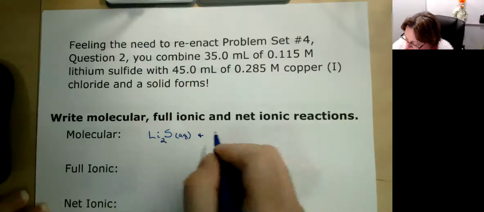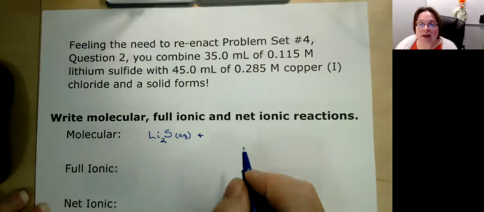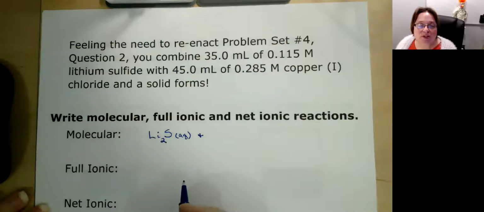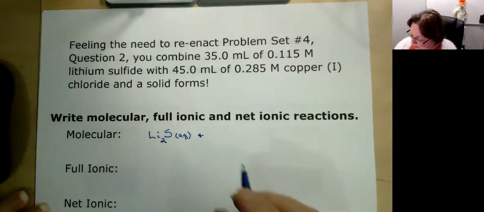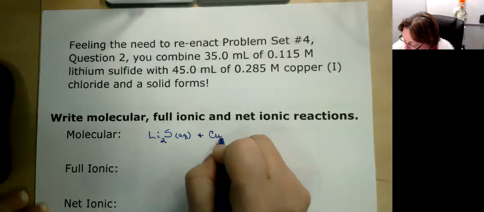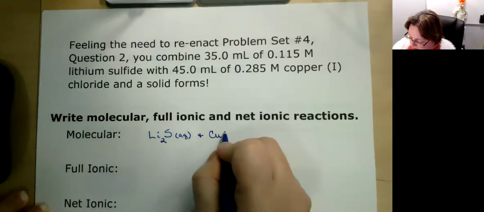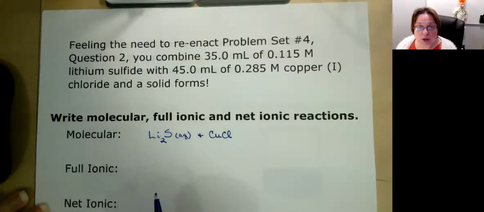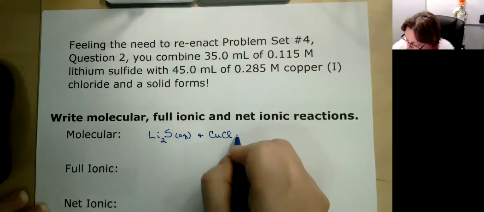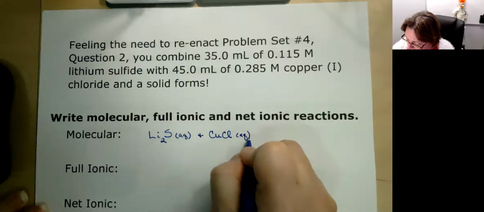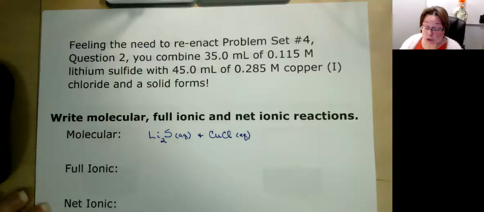Okay, and it's going to react with copper-1 chloride. Remember, the Roman numerals tell us the charge on the copper because we can't figure it out from the periodic table. So that means it's copper with a 1+ charge. Chlorine typically gets a -1 charge, so we just need 1 of each. And again, we know it's aqueous because we were told it's in a solution to begin with.